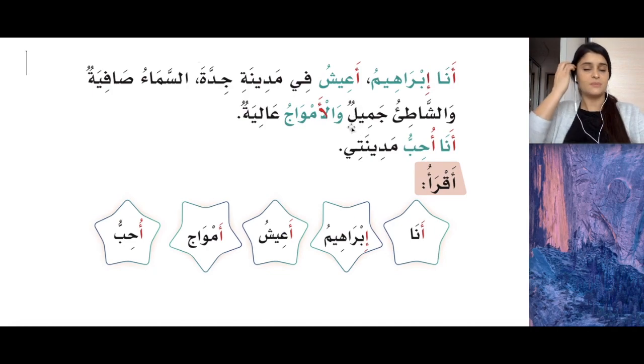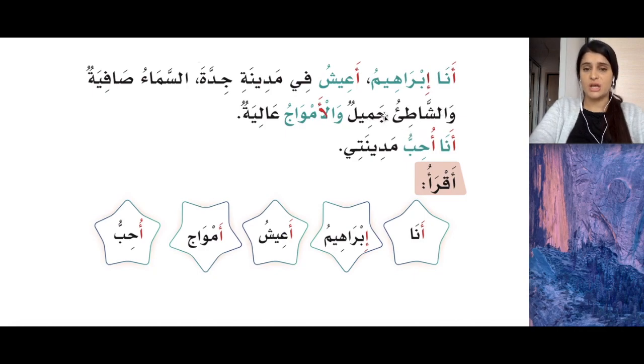Jamilun. It means beautiful. Ash-shati'u jamilun. Wa al-amwaju aliyatun. Oh, sorry, I didn't translate this phrase. Ash-shati, it means beach. Jamilun, beautiful. And the beach is beautiful. We don't have verbs to be in the Arabic language, so we just read it ash-shati'u jamilun. The beach is beautiful.